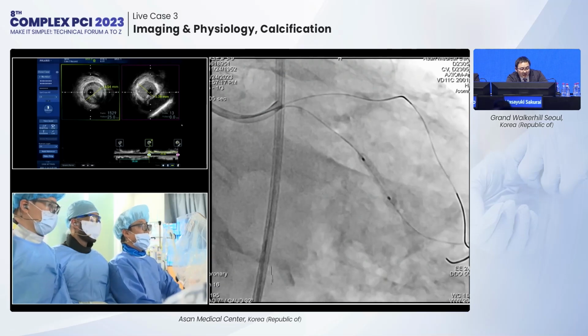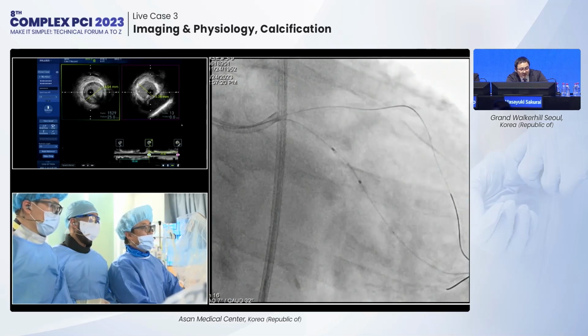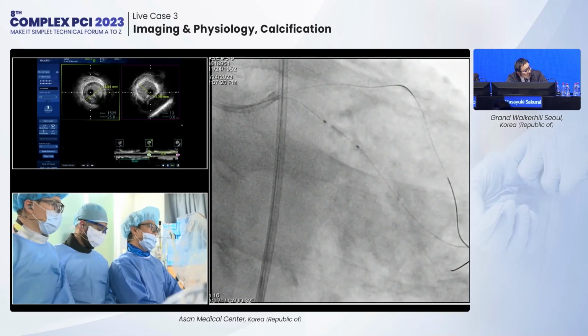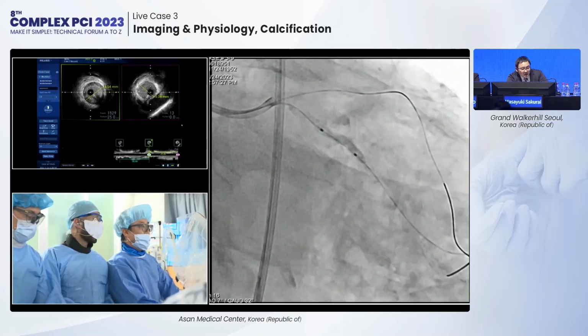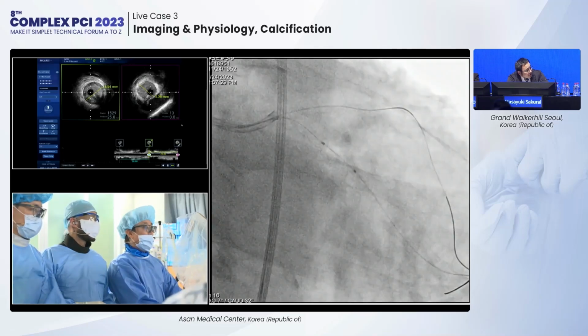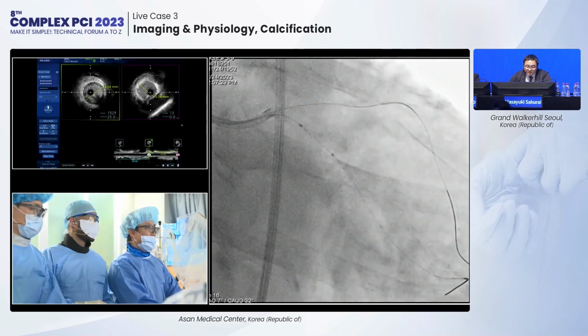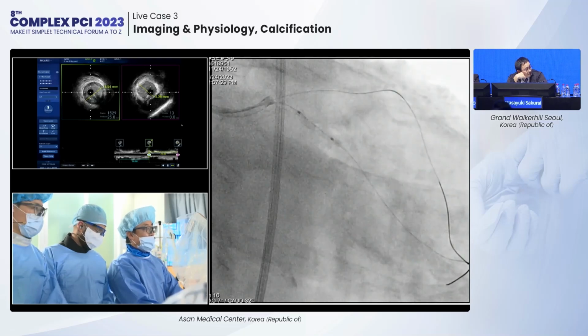From LMT proximal to proximal LAD, no stent, only DCB. So I avoid a two stent strategy, I think. Okay, I totally agree.